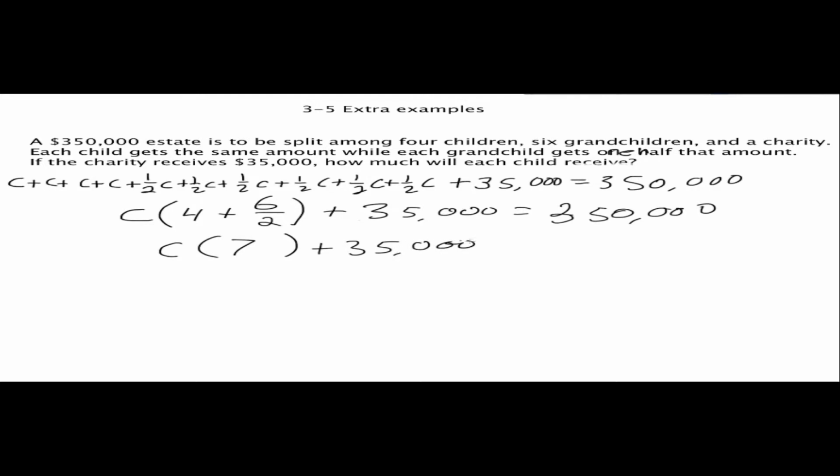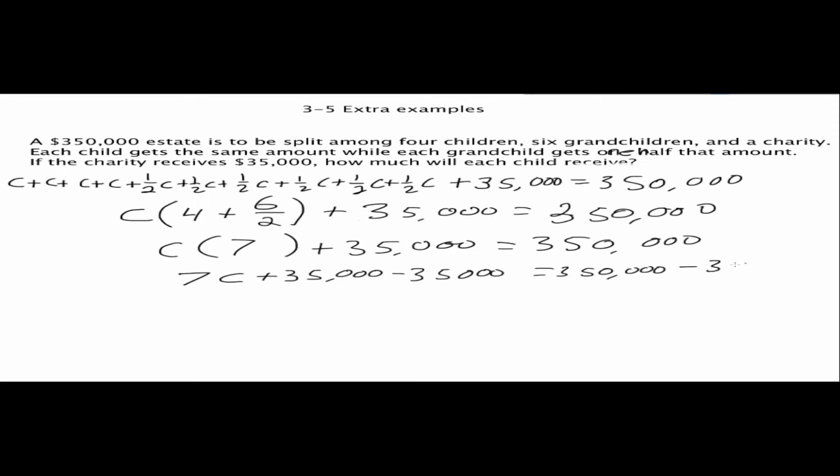We know how to solve these kinds of problems. And we could put the 7 in front, but we'll do that in the next line. So 7C, and I'm going to add and subtract. Plus $35,000 minus $35,000 equals $350,000 minus $35,000.